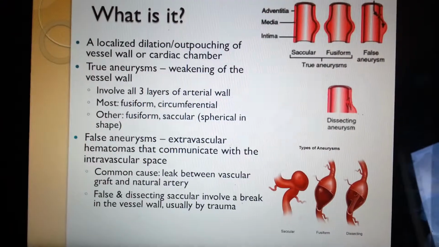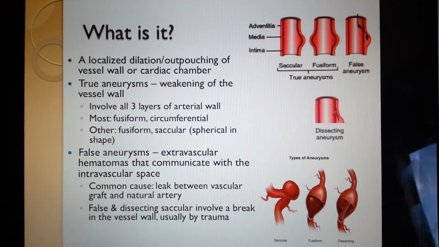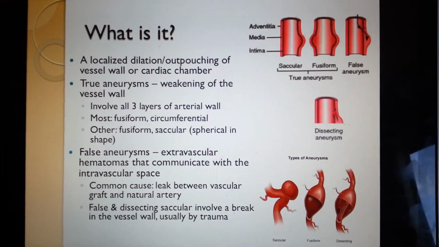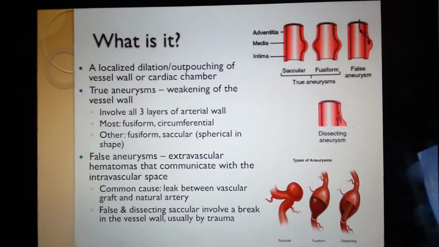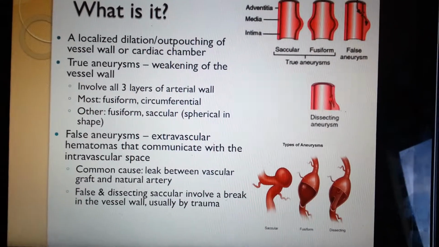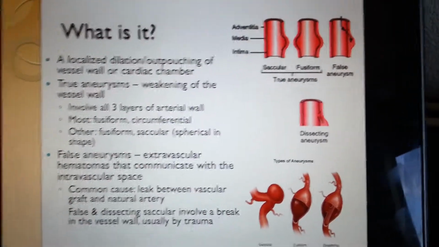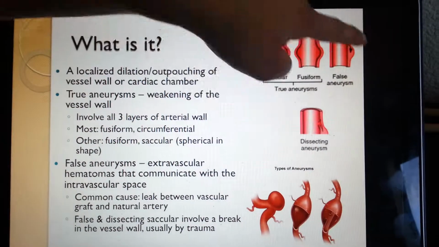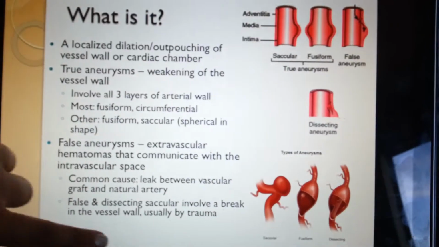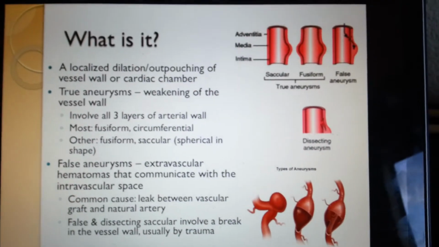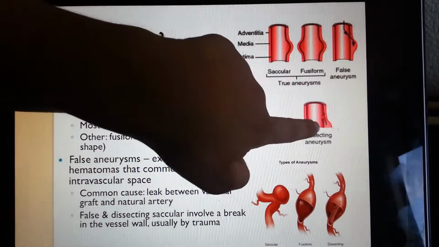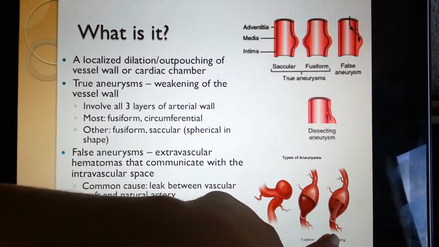False aneurysms occur when hematomas that are outside of the blood vessels communicate with the space within the vessels, and a common cause of them is a leak between vascular graft and natural artery. So there's two different types. There's false and dissecting saccular aneurysms, which this one is a picture of a false aneurysm, and here's a dissecting aneurysm. Basically, in both of those, there's a break in the vessel wall, which is usually caused by trauma. As you can see here, there's a break, and there's a break, as well as in the dissecting over here.